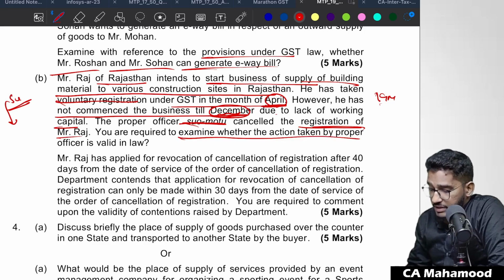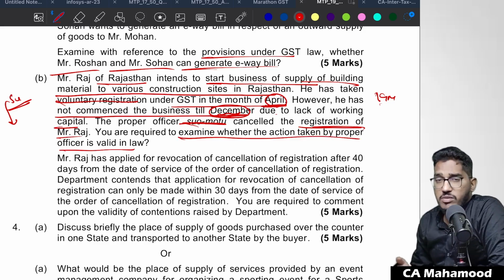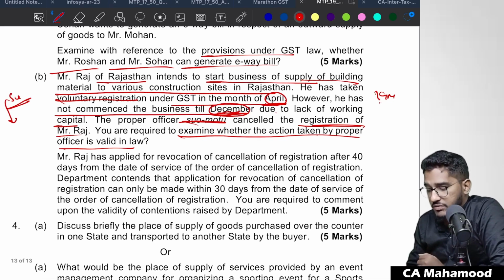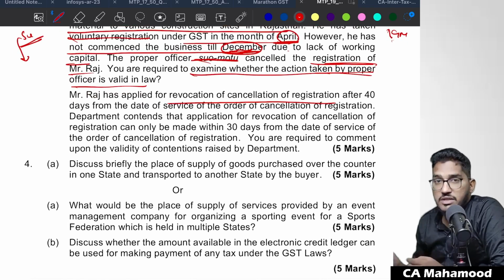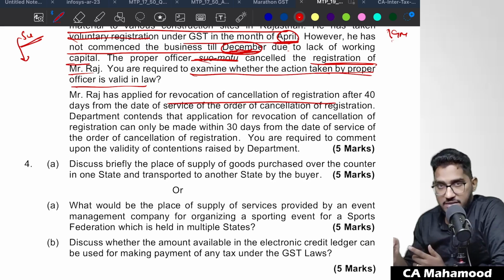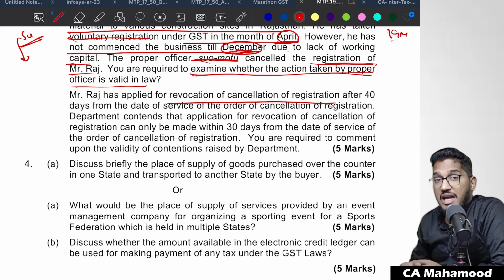You are required to examine whether the action taken by the proper officer is valid. 100% yes. Why? Because one of the reasons where proper officer on suo moto basis can cancel the registration is when the person who has taken the voluntary registration did not commence the business up to 6 months. Yes, they can cancel the registration. Here the action of the proper officer is 100% valid. Mr. Raj has applied for revocation of cancellation of registration. Now, a person whose registration has been cancelled by proper officer on suo moto basis, can he make an application for revocation of cancellation? Yes. And regarding this, there is an amended time limit. What is the amended time limit for making an application for revocation of cancellation? Within 90 days from the date of service of the cancellation order.